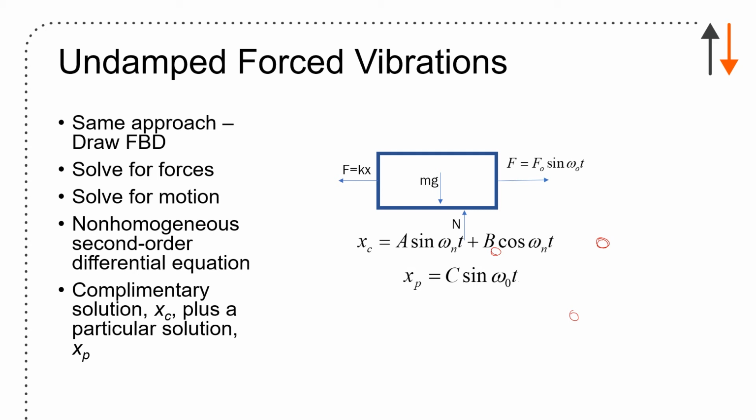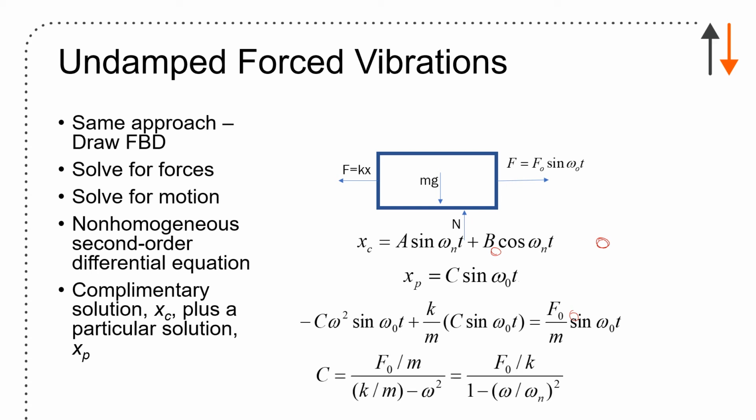I have x complementary, which is in terms of the natural frequency, A sine omega n t plus B cos omega n t, and the particular solution has sine omega naught t, because the forcing is sine omega naught t too. Now these are a lot easier because I'm using forcing that is based on sines and cosines. You can do forcing on anything you want, square waves, triangular waves, and it becomes more challenging to describe the forcing frequency. You can do random signals too. If you put all the terms together, you'll get a final result that is 0.